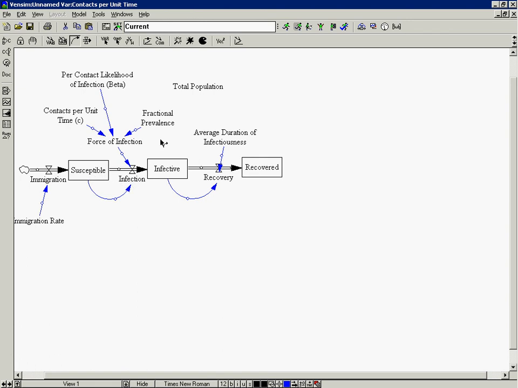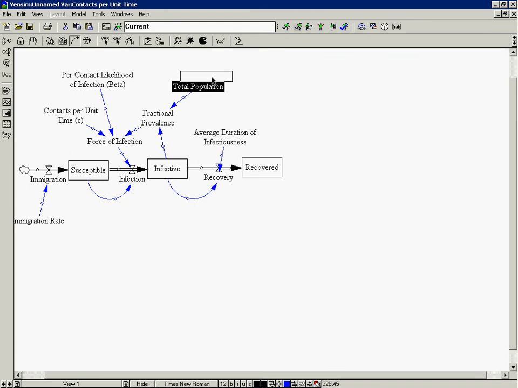Okay. So fractional prevalence. What else does that depend on? If we want to know the fraction of the total population that's infected, what does that depend on? Good. That's a good start. And what else? Number of infectives, okay. And total population, does that depend on anything? Well, sure, in general, maybe we want to have it depend on what? Imagine if we started adding births and deaths and all those sort of things. In fact, we already have immigration. What should it depend on?